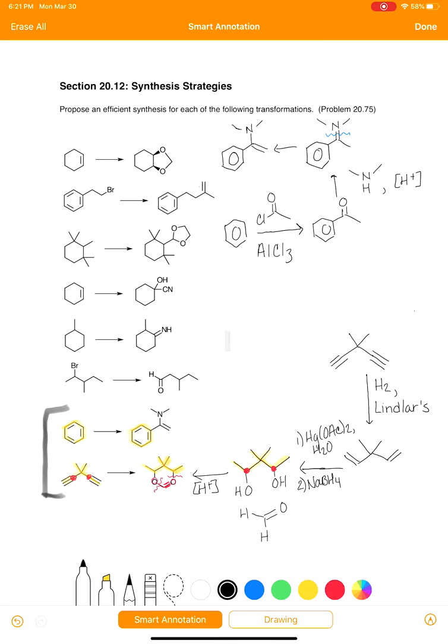And it turned out that problem wasn't that bad after all. I'm going to highlight my carbon chain, and we did it.